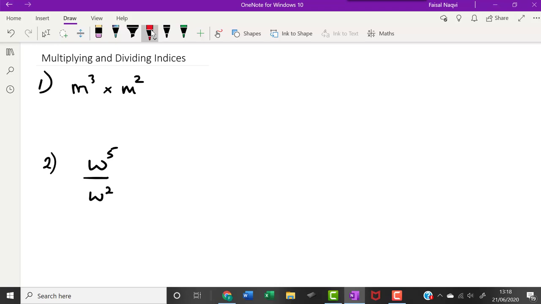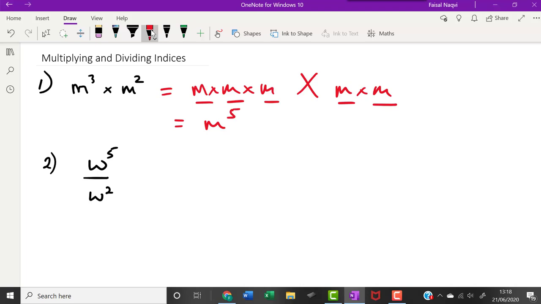Here we have two questions on multiplying and dividing indices. If we take a look at the first one, m cubed times m squared, let's see what that means. Well, m cubed is m times m times m, and that's all multiplied by m squared, which is m times m. So if I multiply m cubed by m squared, I get m to the power of 1, 2, 3, 4, 5. m to the power 5. A quick way to do that, because the bases are the same, I could just do m to the power 3 plus 2, which is m to the power 5.